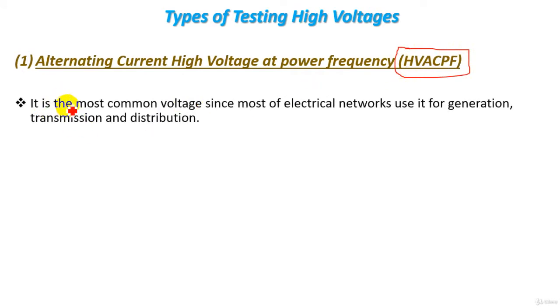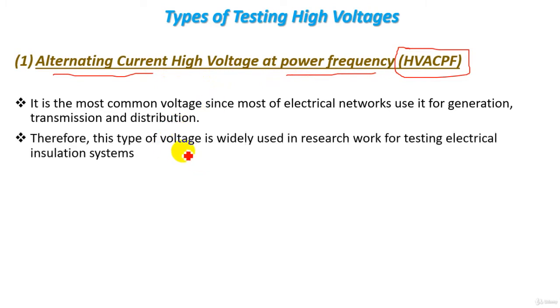What is this type? It's the most common voltage since most of electrical networks use it for generation, transmission, and distribution, as it's alternating current, AC current, which is widely used in our life, and it's also at power frequency, such as 50 or 60 hertz. So this type of voltage is widely used in research work for testing electrical insulation systems in high voltage testing labs. The power frequency of this waveform may be 50 Hz or 60 Hz according to your locality or your country.